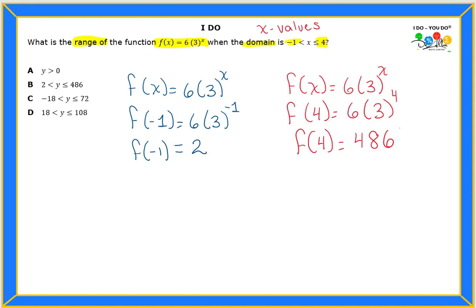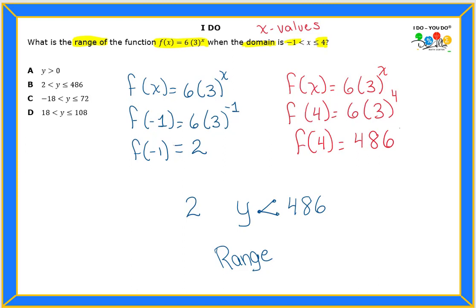The least value will be 2, and the highest value will be 486. So when you write it, 2 is the smallest one, and 486 is the highest or biggest one. And of course, this will be the y, because we're looking for range, remember? So let's write down the word range. And I want the range to be less than 486. So you get one cookie.